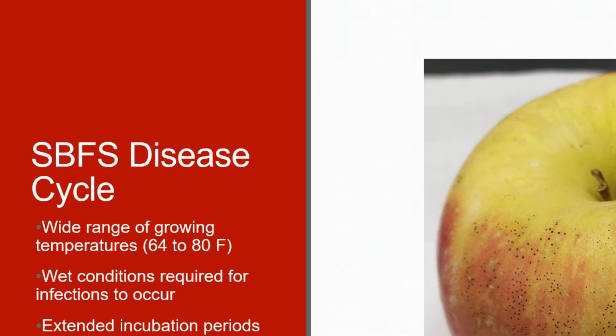The disease cycles of sooty blotch and fly speck have several characteristics in common. Both can cause infection under a wide range of temperatures, so anywhere from 64 to 80 degrees Fahrenheit. Both require moisture and high humidity for infections to occur and for the disease to develop. Both have an extended incubation period between infections and the fungi appearing on the apple fruit, and the fungi that cause these diseases can overwinter on twigs and branches of apples, pears, and reservoir hosts.